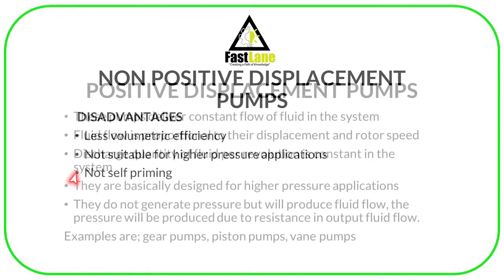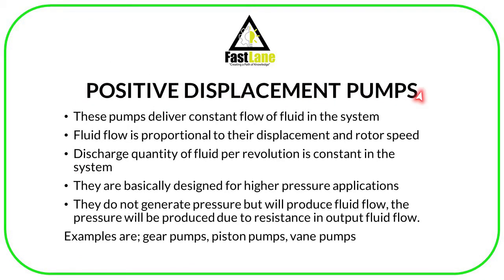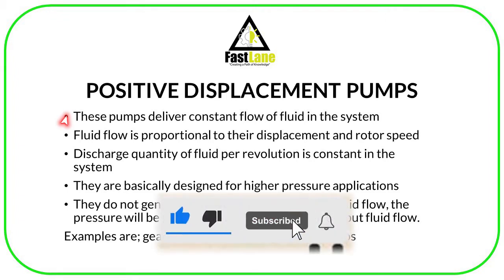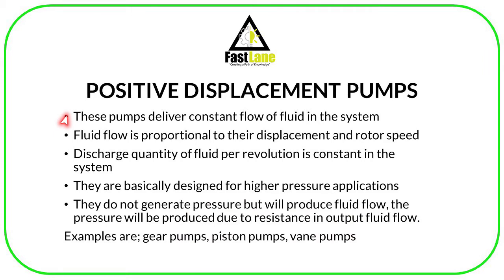So let's go to positive displacement pumps. In positive displacement pumps, output fluid flow is constant. This is the difference between the positive and the non-positive displacement pumps. In positive, the output fluid flow is constant, and in non-positive, the output fluid flow is not constant. Something else to note here, in these pumps, the output fluid flow doesn't depend on system pressure.